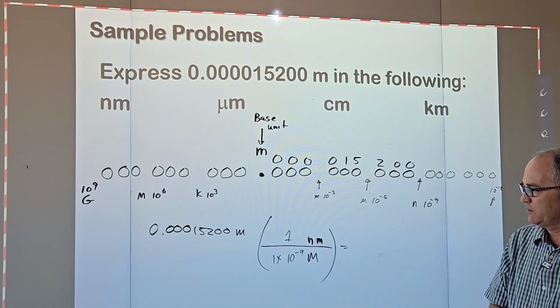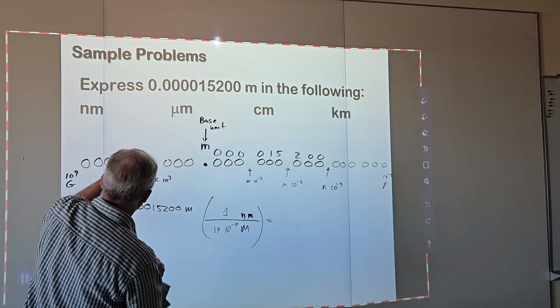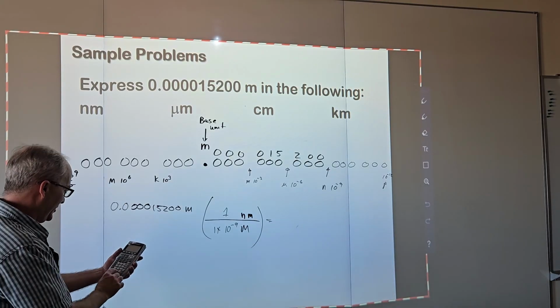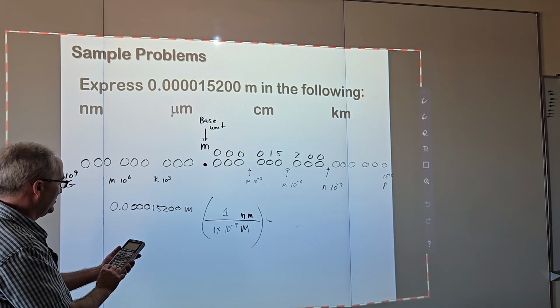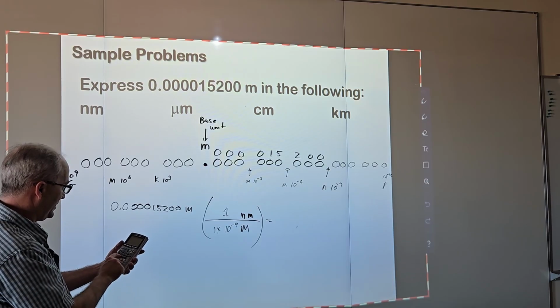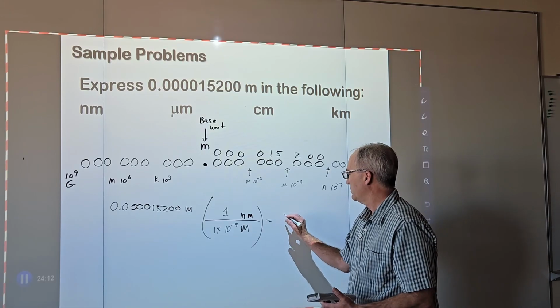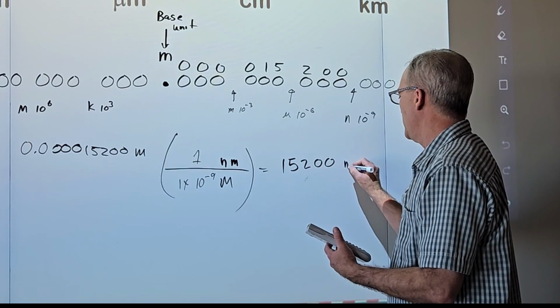So 0.00, see, I already messed up. I think I'm not chewing gum. I got 4 zeros there. There, 4 zeros. 15200 divided by 1 times 10 to the negative 9th, and my calculator spits out 15,200,000,000 nanometers.